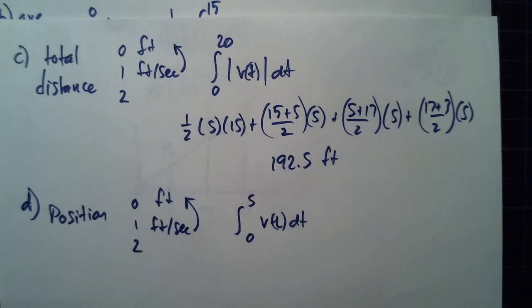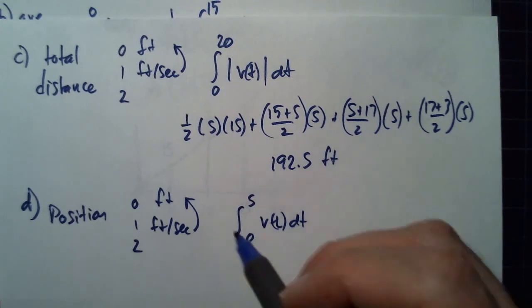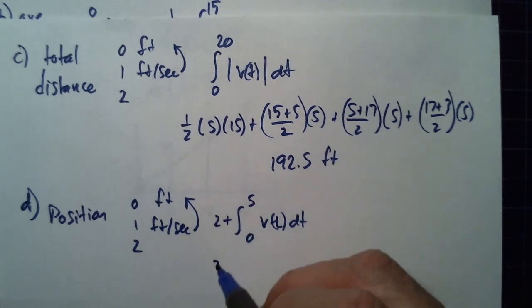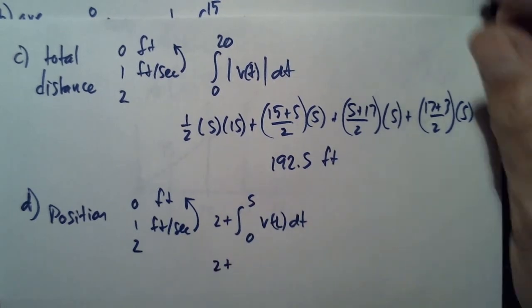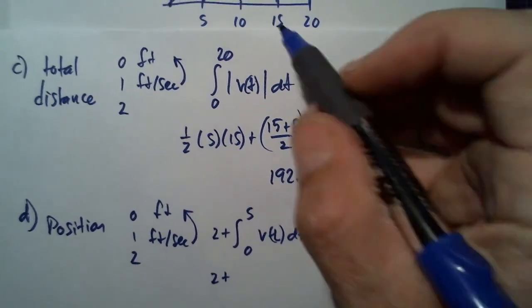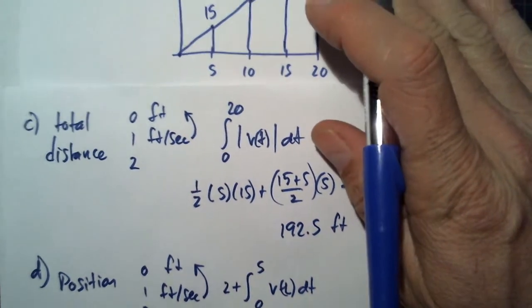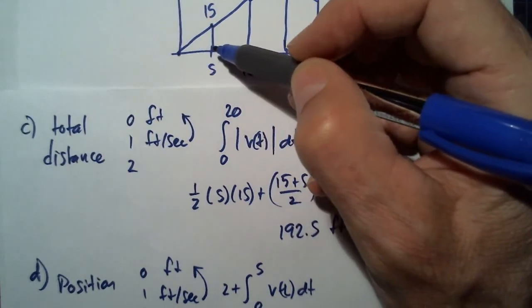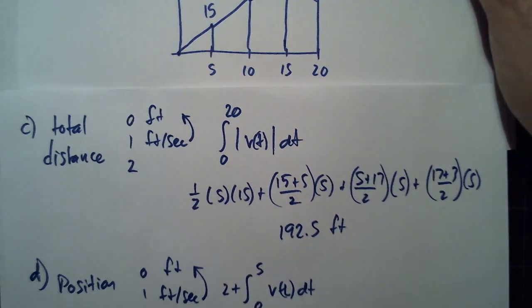But we forgot something. If we're going to find position, we need his initial position, and he starts 2 feet away from the tree. So it'll be 2 plus the integral, and that'll be 2 plus, let's look back at the graph, and we're going to go 0 to 5. We need the area of this, and we'll add 2 to it. So it's that triangle, 1/2, 5 times 15.